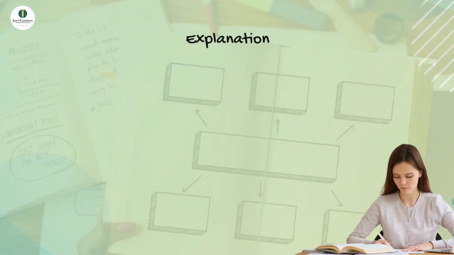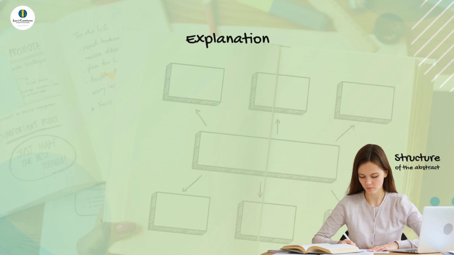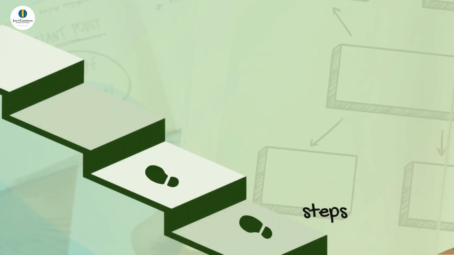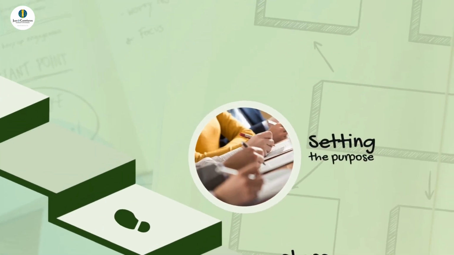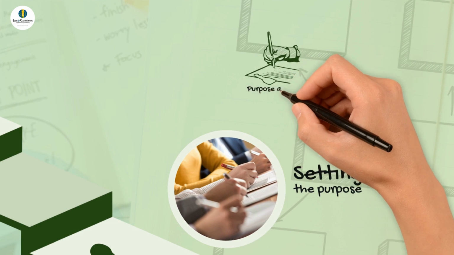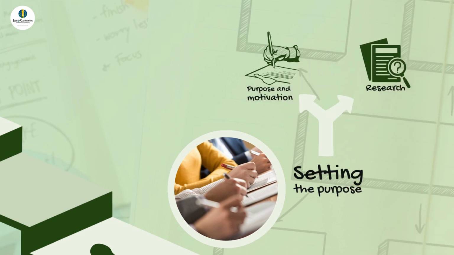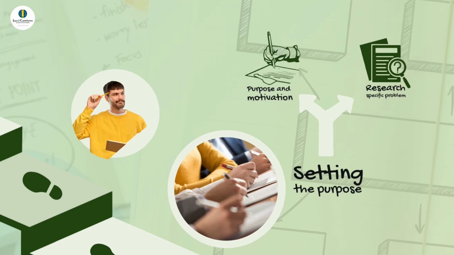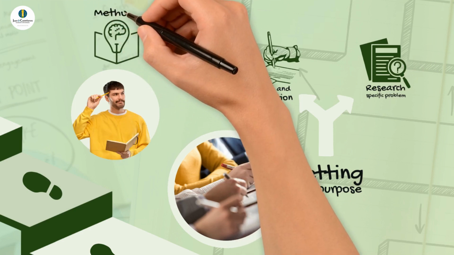Explanation. In the structure of the abstract, you will find the steps to develop your paper. You will start by setting the purpose, which means identifying your purpose and motivation for doing your research. Then you will explain the specific problem you are addressing. The next step, you will set up your approach, where you will include methods and materials.